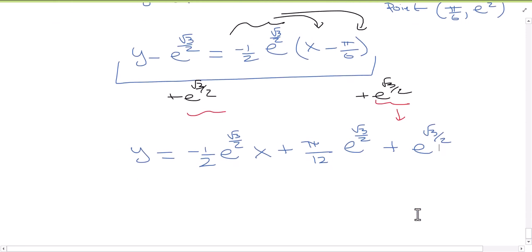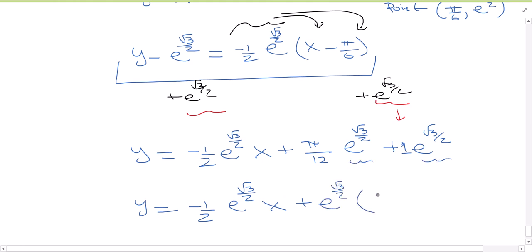Do we have any like terms? We don't, right? Notice that this has an x, so it's not like that one. And these both have the e to the root 3 over 2, but that's a pi over 12, and that's a 1. Technically, you could get a common denominator and combine them, or you could factor out the e to the root 3 over 2. So I'll have e to the root 3 over 2 x plus, if I take out that common term, e to the root 3 over 2 times pi over 12 plus 1. So that's another way you could simplify it, but it is not necessary that you simplify that far.